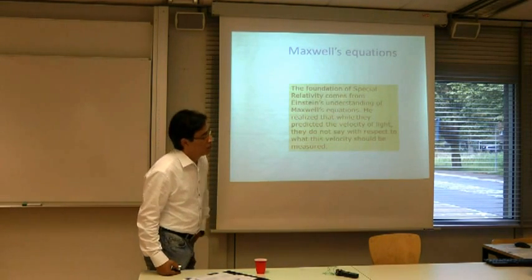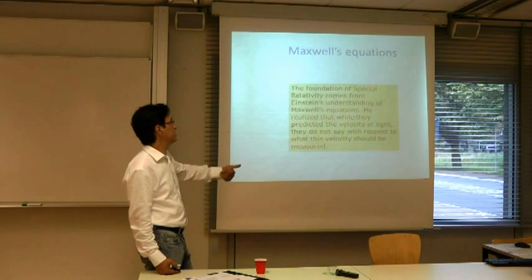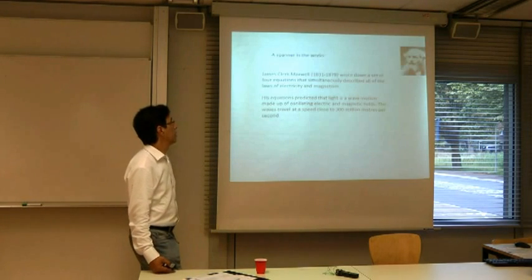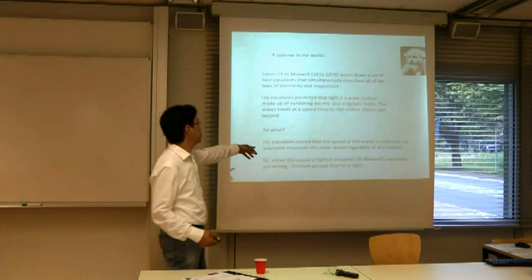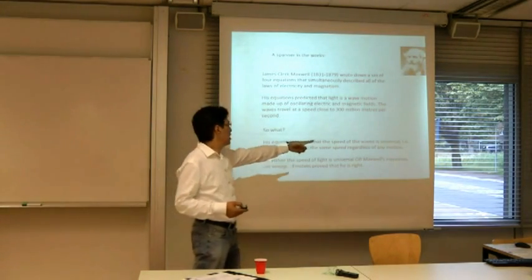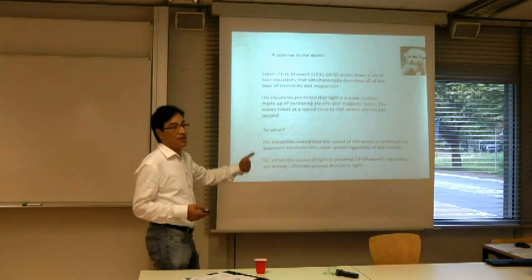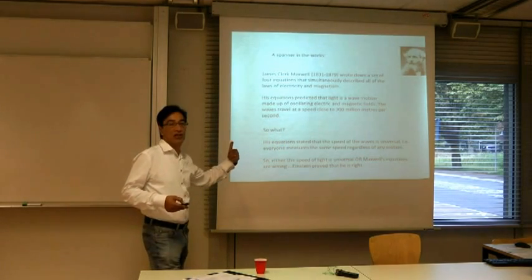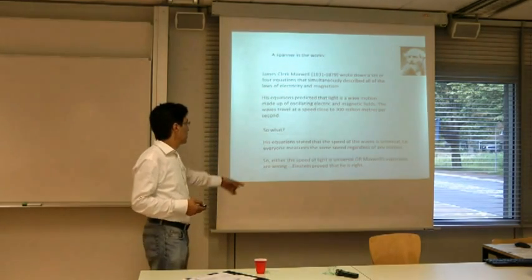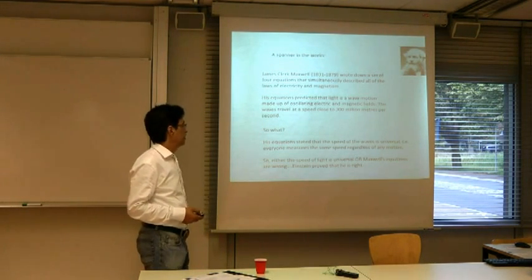We're back to Maxwell that I told you. The foundations of special relativity comes from Einstein's understanding of Maxwell equations. He realized that while they predicted the velocity of light, they don't say with respect to what this velocity should be measured. His equations, 4 equations, stated that the speed of waves is universal. Everywhere is the same. It means everyone measures the same speed regardless of any motion. It doesn't matter that Sally was going to that light by the 100 million meters per second. It is exactly, again, for Sally, the same speed. So either the speed of light is universal or Maxwell's equations are wrong. But Einstein proved that Maxwell is right.